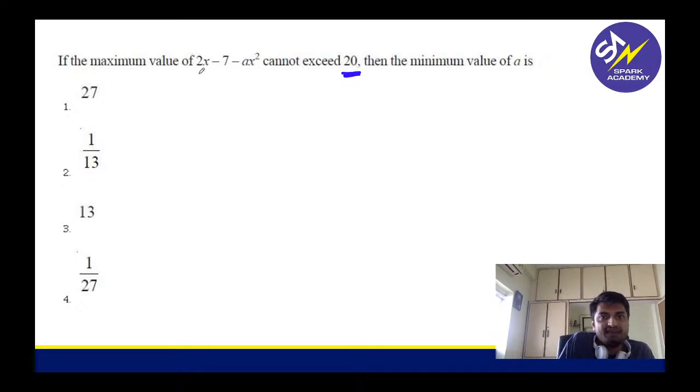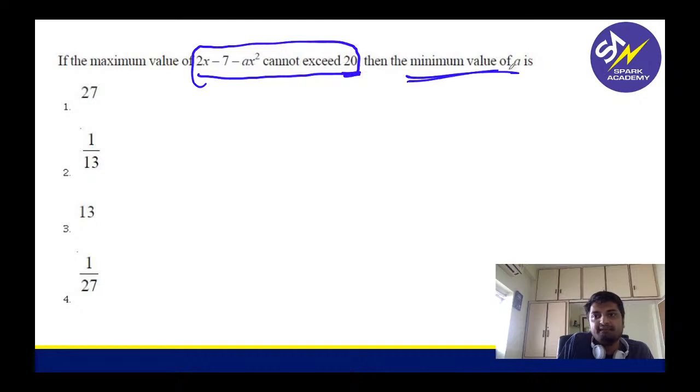The maximum value cannot exceed 20. Then what is the minimum value of A? Okay. So this for me is round 1.